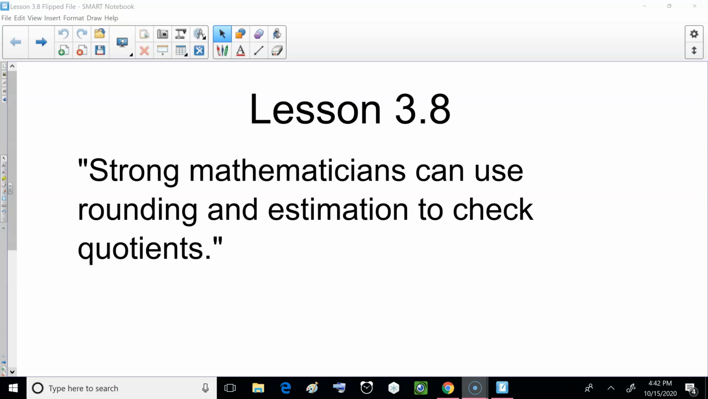Welcome, class, to lesson 3-8. Strong mathematicians can use rounding and estimation to check quotients. So you take out your notebook, your pencil, write down today's date and the lesson, and let's get started.